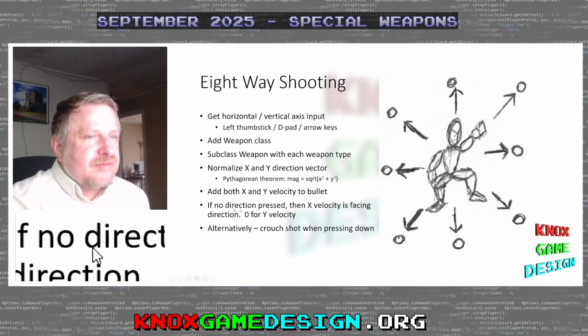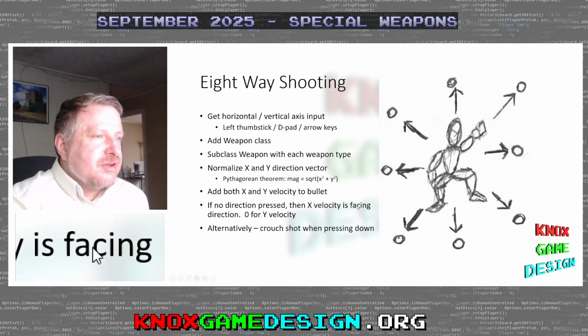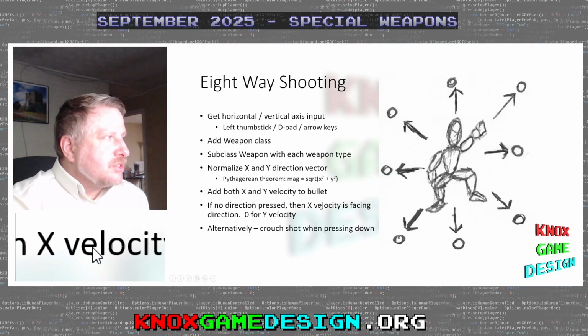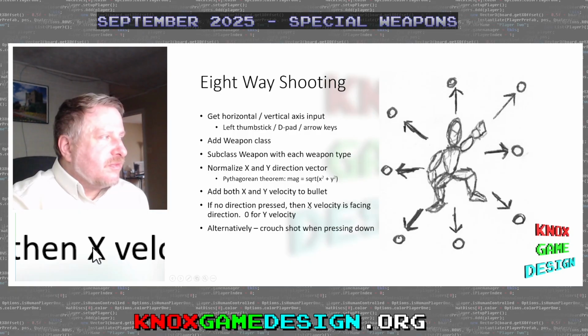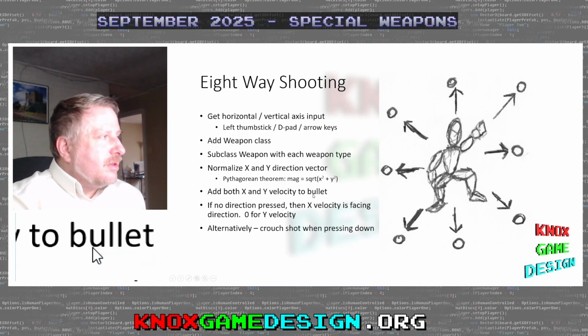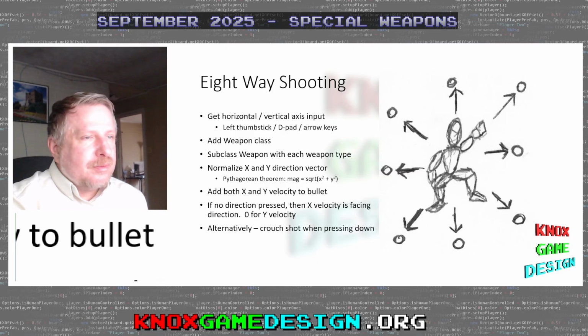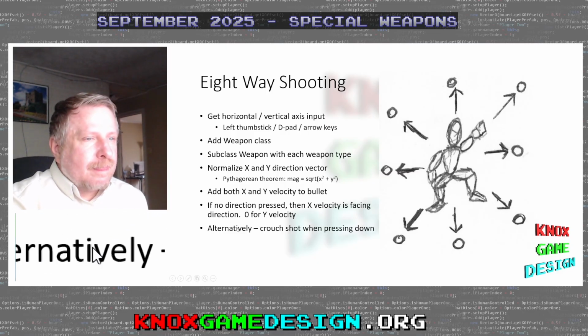You also want to check if no direction is pressed, and then set the X velocity to the facing direction of the player, either X = 1 for facing right or X = -1 if the player is facing left. Otherwise, if it has 0 magnitude, you'll probably get an error for dividing by 0, maybe. But it just won't move. The projectile won't move if you're not pressing any of the directions.